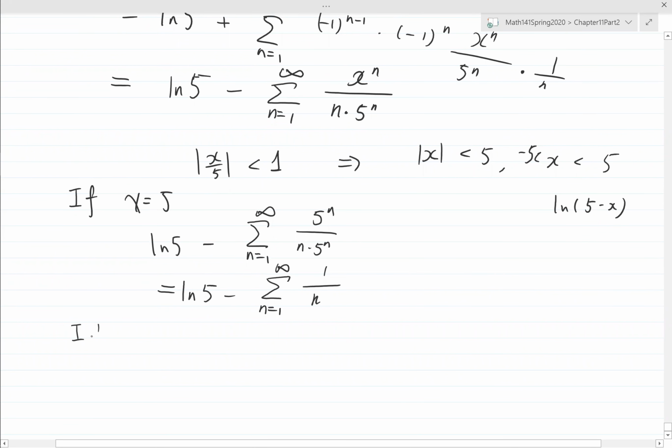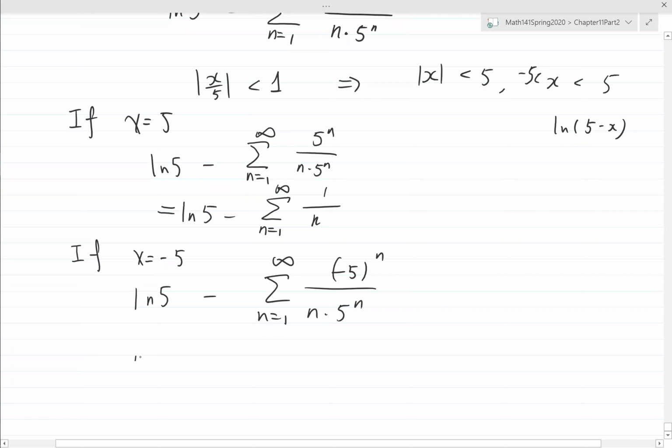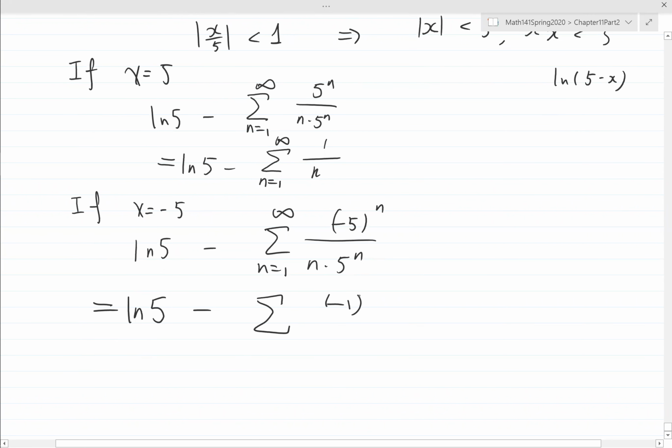If x is negative 5, then it's okay. If you plug in x equals negative 5, n from 1 to infinity, 5 to the power n cancels 5 to the power n. So this is equal to ln 5 minus the sum of negative 1 to the power n over n. So this is the alternating sum of reciprocals of integers.